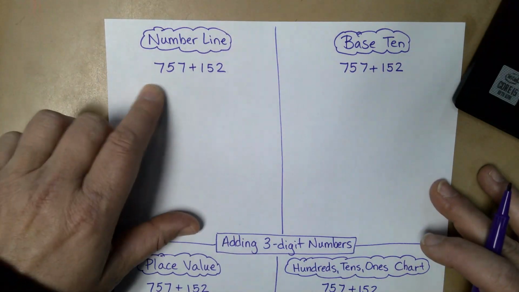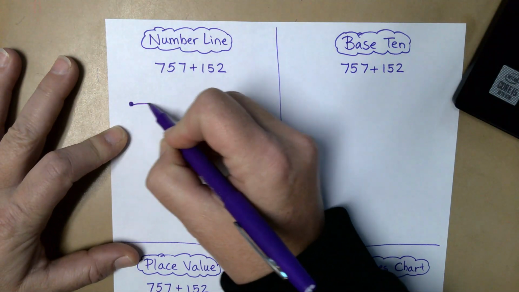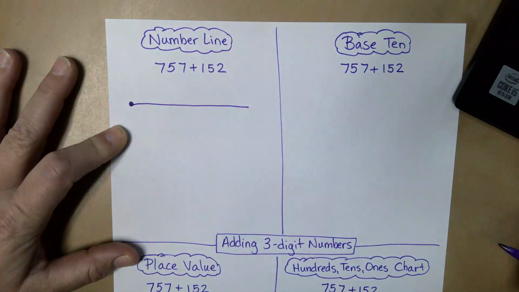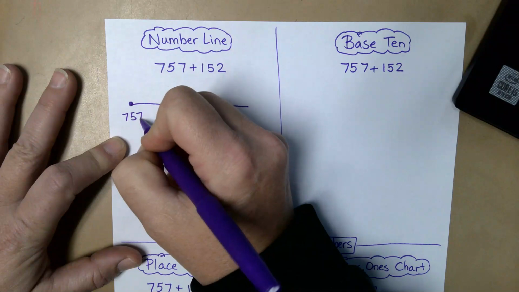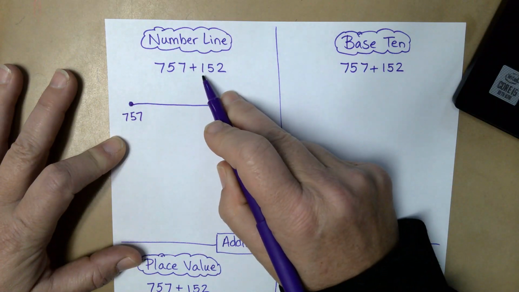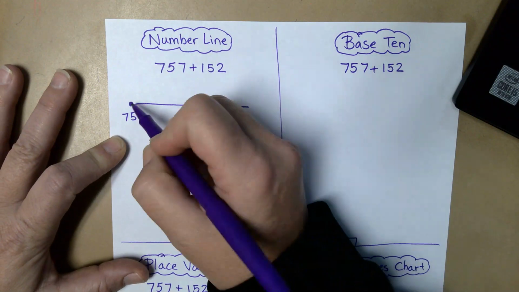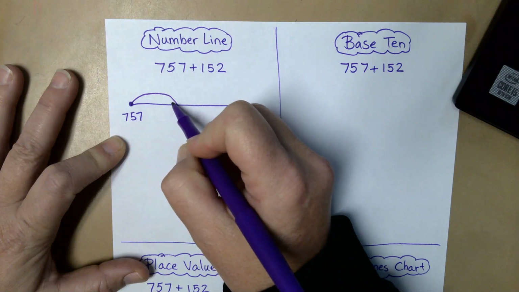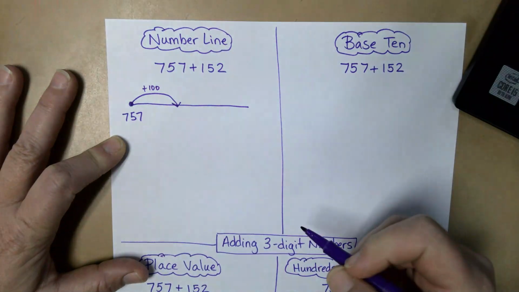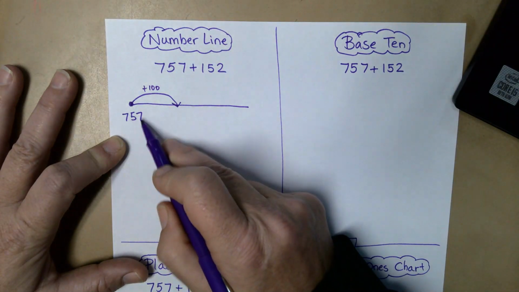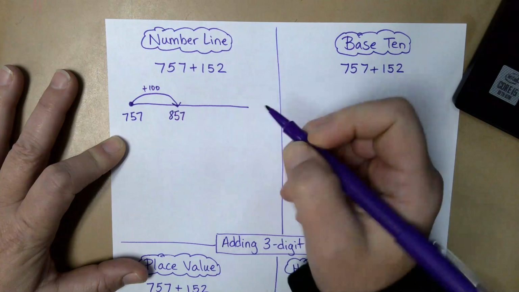To solve 757 plus 152, we first want to build a number line. I don't need to put an end point yet. We're going to start with our biggest number, 757, and then we're going to simply add by place value. So I have 100 that I need to jump by first. So I'm going to make my jump, and I'm going to add plus 100 to the top of that. Now 757, all I'm doing is adding 100, so I would land at 857.